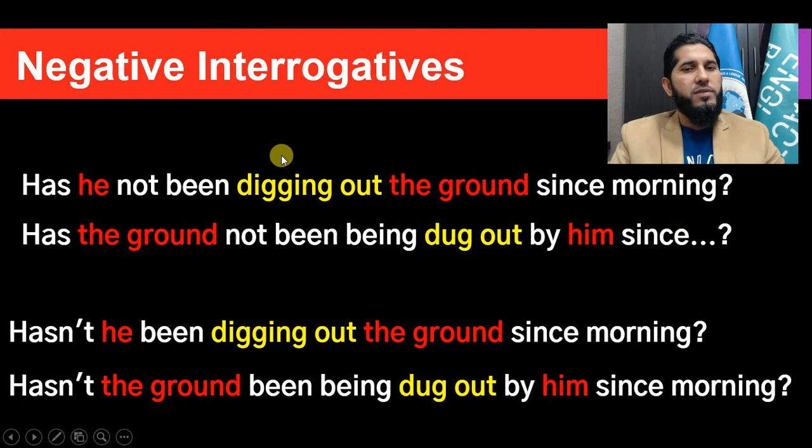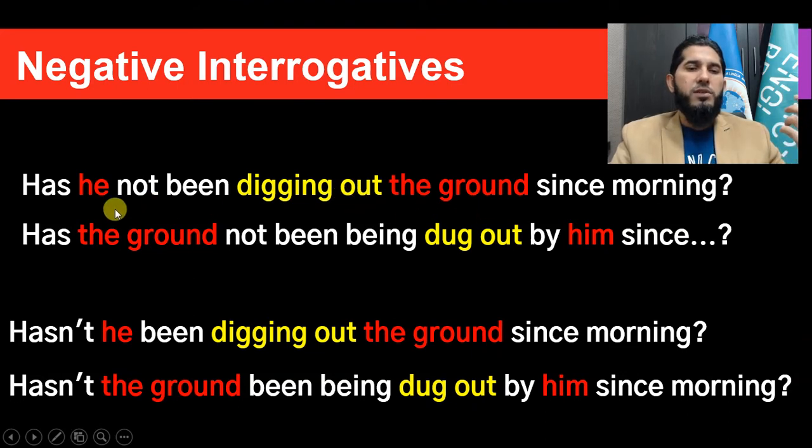And now negative interrogative. We have the complete form and the short form. Complete form: has he not been digging out the ground since morning? Look, the subject comes between the first auxiliary has and not, and then the second auxiliary been comes after the word not. So he has not been, and then the main verb ing form, digging out the ground since morning.